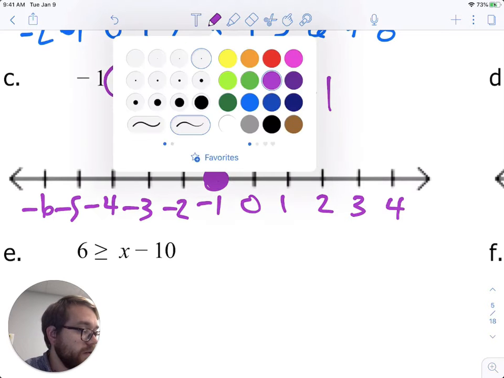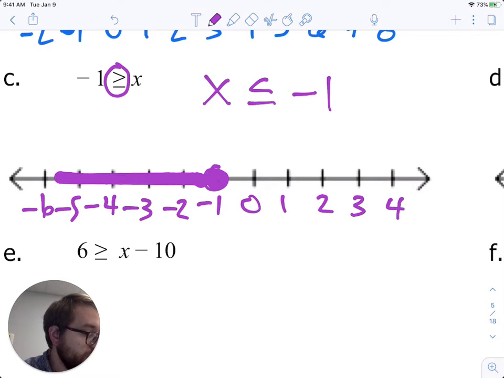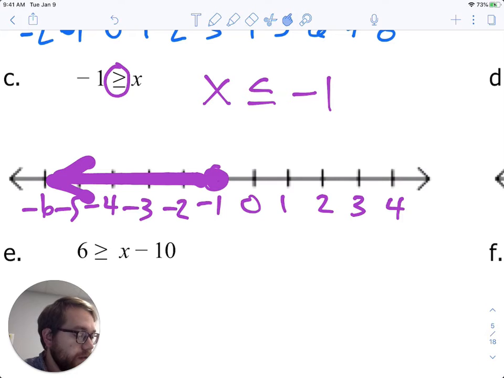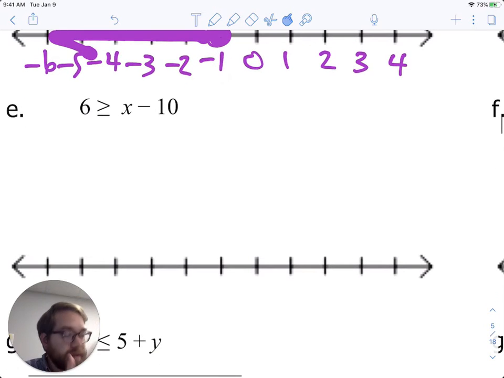And then I'll draw my arrow off to the left, sorry, because we're talking about the numbers that are less than -1. Okay, the numbers that are less than -1. So again, you just flip it and then graph it like we have in the past. So let's do E now. I'm skipping some of the examples, and we're just going to do a few of these.